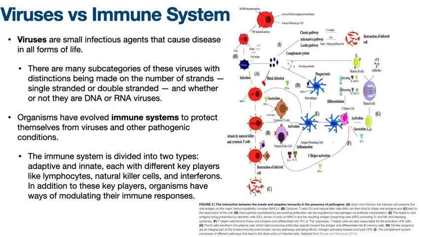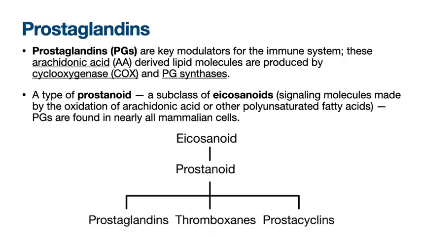So one of these key modulators that we want to really focus on is a type of prostaglandin. Specifically, as the title of this presentation suggests, it's prostaglandin E2. But first, we need to understand what prostaglandins are, which brings us to our current course material. So prostaglandins, as you probably know from class, are arachidonic acid-derived lipid molecules, and they are produced by cyclooxygenases and prostaglandin synthases. They are key modulators of our immune system, and they are actually a type of prostanoid, which is in turn a subclass of eicosanoids, something you probably remember from class.